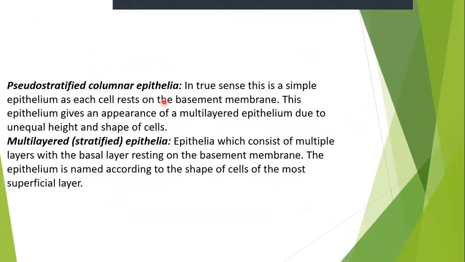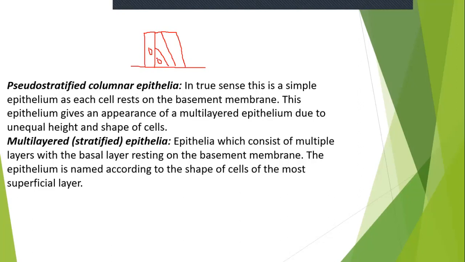This epithelium gives an appearance of a multi-layered or stratified epithelium because of unequal height and shape of cells. I don't know if I can draw that, but let's say here is the basement membrane. You'll find some cells are very tall and they are reaching the lumen, but others will be shorter. Let's say they look like that. So here you will have these cells.